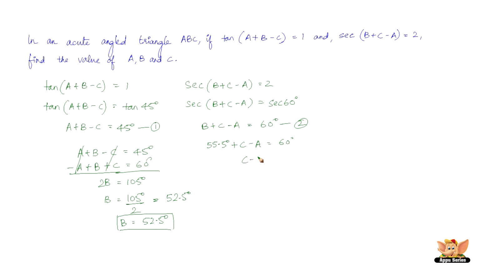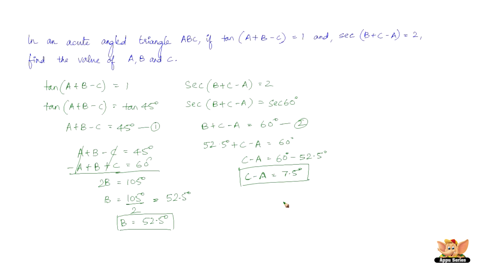So we have 52.5 degrees plus C minus A equals 60 degrees. So therefore we get C minus A equals 60 degrees minus 52.5 degrees. Sorry, it's not 55, it's 52.5 degrees. So C minus A equals 7.5 degrees.